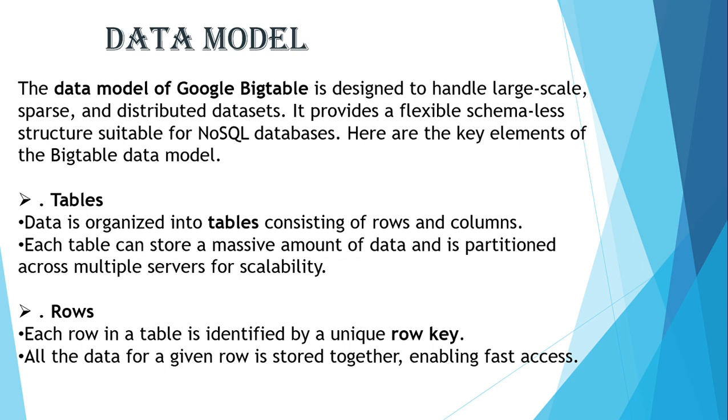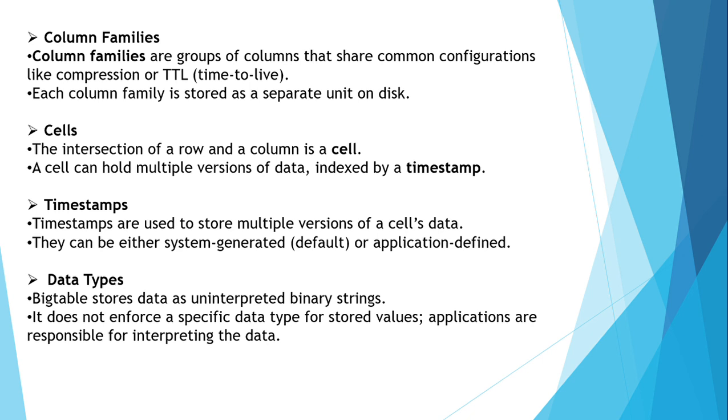Rows. Each row in a table is identified by a unique row key. All the data for a given row is stored together, enabling fast access. Column families. Column families are groups of columns that share common configuration like compression or TTL. Each column family is stored as a separate unit on disk. Cells. The intersection of a row and column is a cell. A cell can hold multiple versions of data indexed by a timestamp.